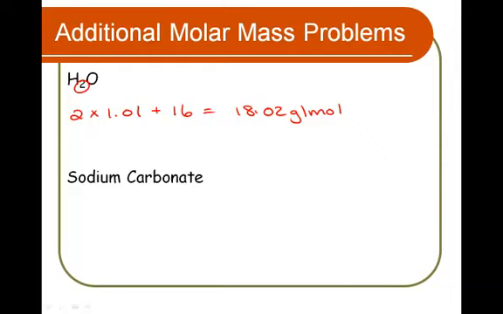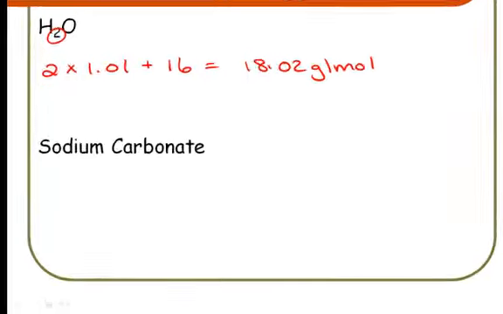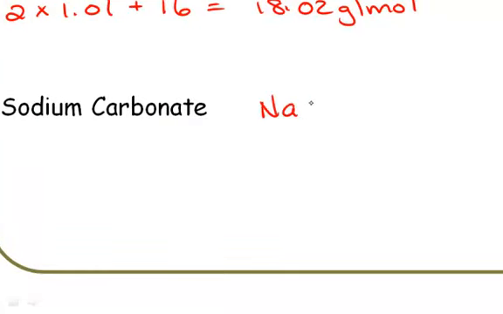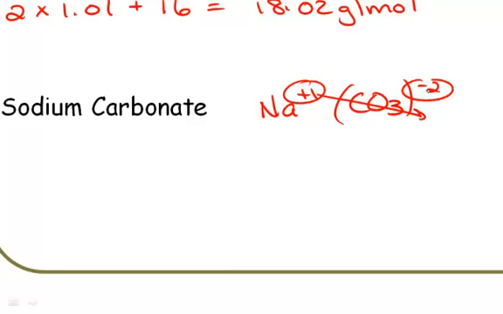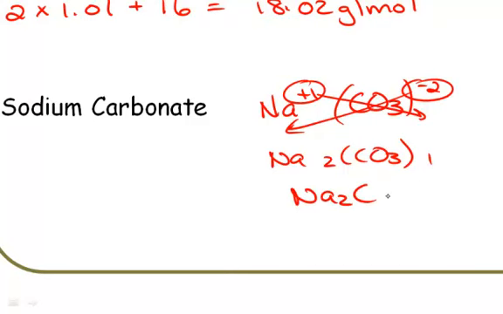Sodium carbonate. Here we have an extra step of determining the formula. Sodium is an Na positive 1. Carbonate, the polyatomic ion CO3, is a negative 2. To determine our formula, the first thing we do is to crisscross. So Na minus 2, CO3 plus 1. We next drop the signs and then reduce. So our formula is Na2CO3.